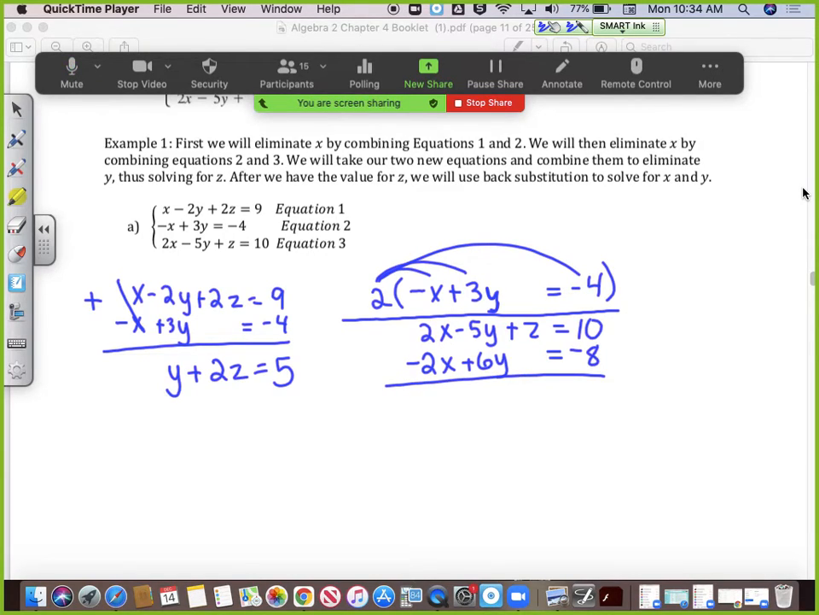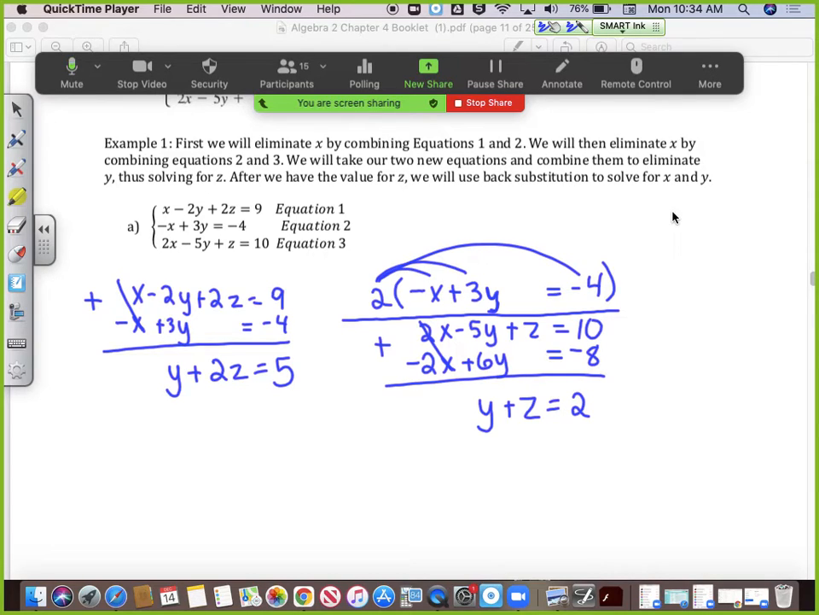Now I have another line that I'm drawing just to show that I'm going to take these 2 equations and add them straight down. When I do that, the x's cancel out again. Negative 5y plus 6y is 1y. Z plus 0 z's is just z, and 10 plus negative 8 I have here too.